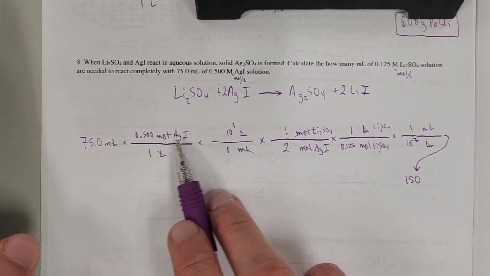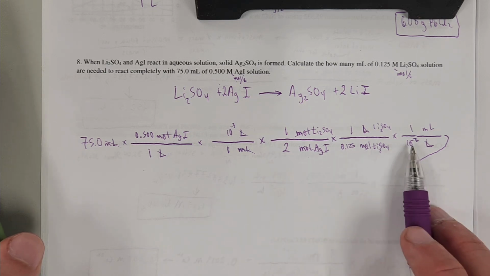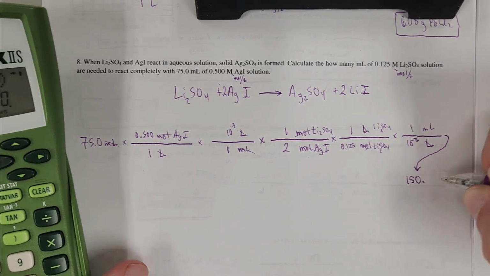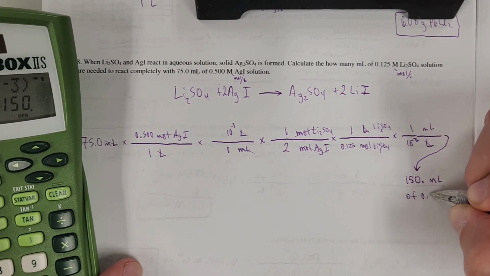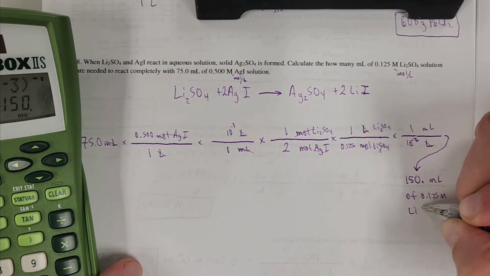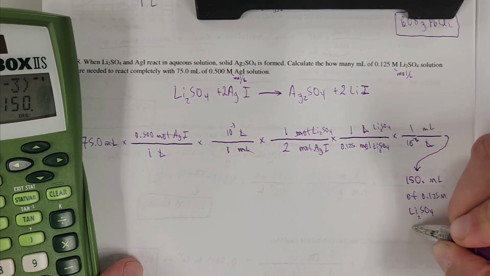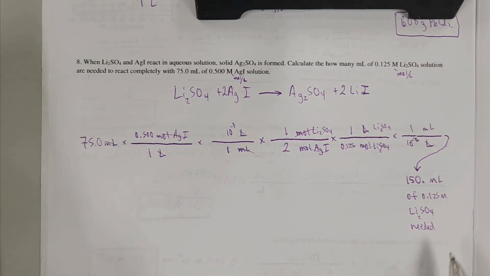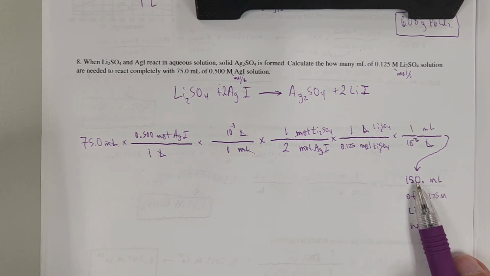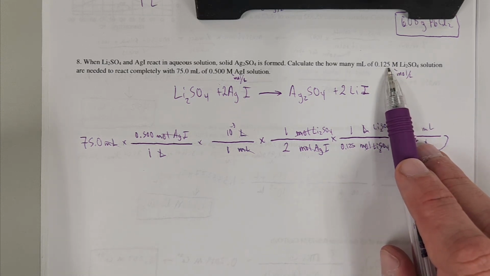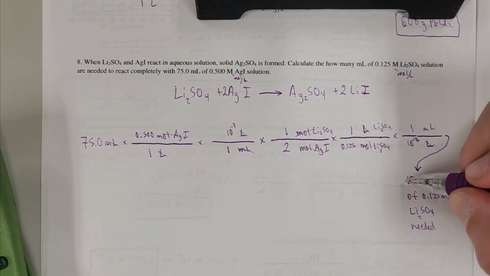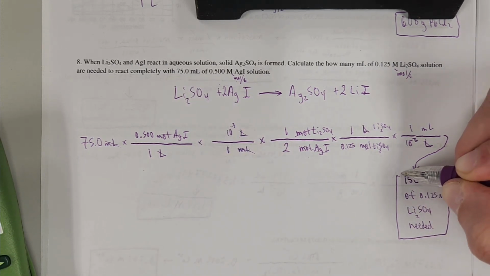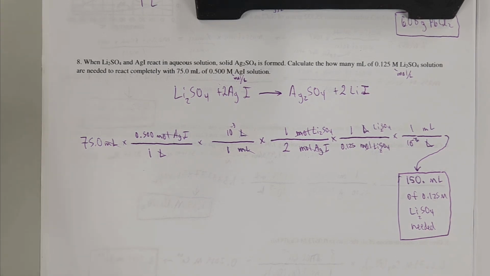3 sig figs, infinite, infinite, 3, and infinite. 3 sig figs, put a decimal. 150. exactly milliliters of 0.125 molar lithium sulfate are needed. So in other words, we just calculated that this many milliliters of this solution are needed to completely react with this many milliliters of this solution. We'll box that answer. And there you go. That gives an answer. That's it.